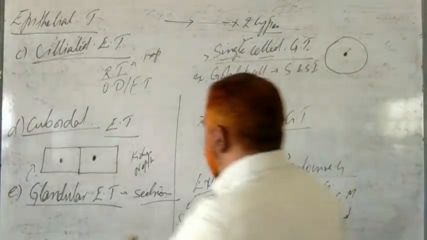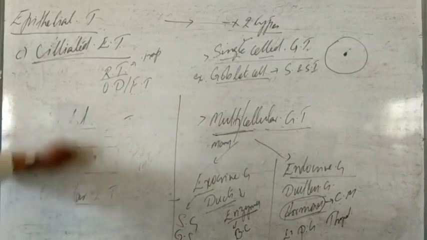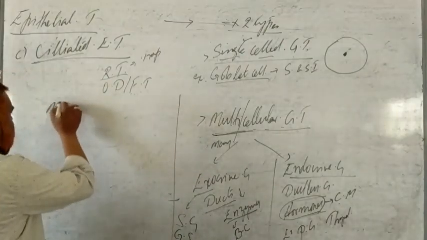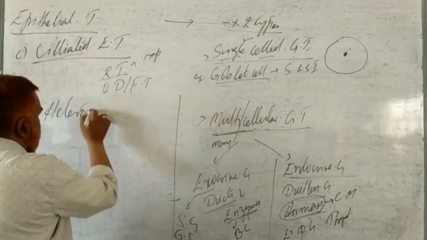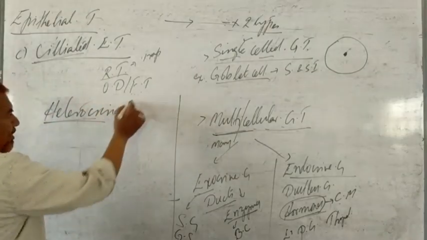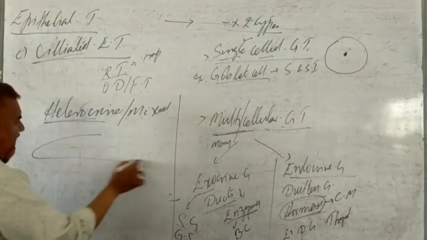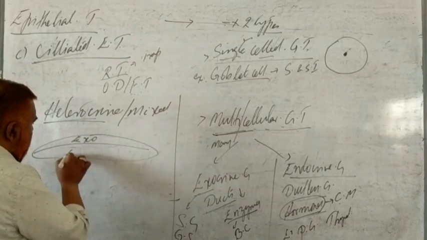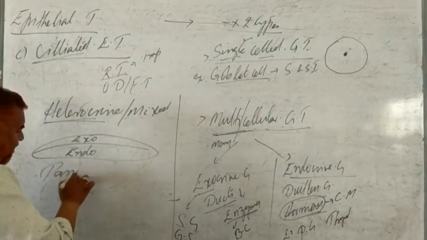The third type of glandular tissue, I don't know whether it's there in your syllabus, but it is required for NEET also, is known as the mixed gland, or heterocrine gland. Hetero refers to many or different. One part of the gland acts as exocrine, and one part acts as endocrine. The classical example in our body is the pancreas.